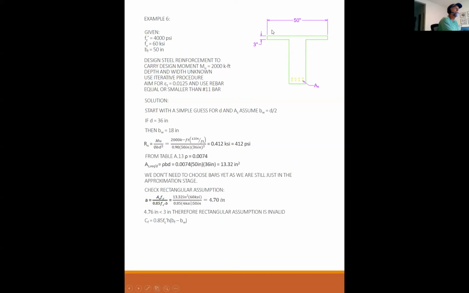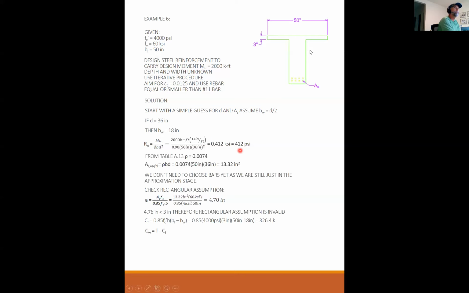So the force in the flange is equal to 0.85 f'c times h, the thickness of the flange, times b_f minus b_w, because I just want the overhanging flanges, so I take out the web. 0.85, 4,000 psi, 3 inches deep, 50 minus the 18 that I assume my width is going to be, gives me 326.4 kips.